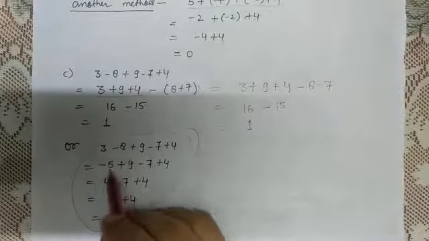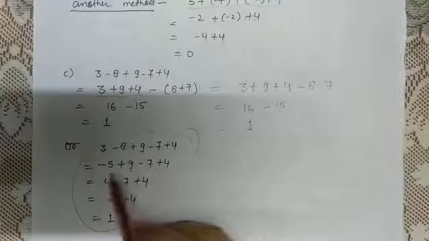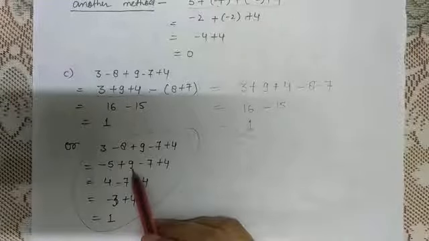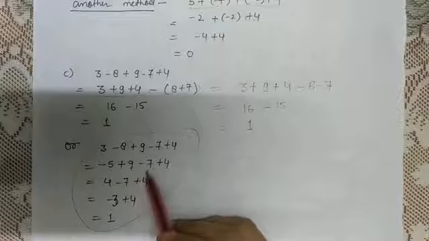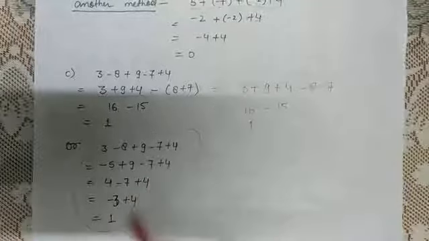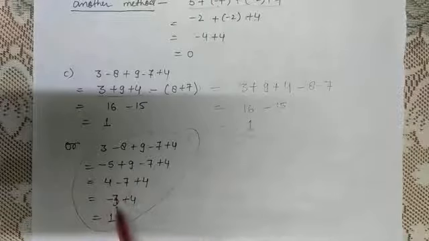3 minus 8 is minus 5. Then you have to write these three integers like this. Then you have to solve minus 5 and plus 4 plus 9. You will get plus 4 because 9 is greater than 5. Then you have to write these two integers like this. Then you have 4 minus 7. You have to subtract them. You got 3. Since 7 is greater, you will use the negative sign.